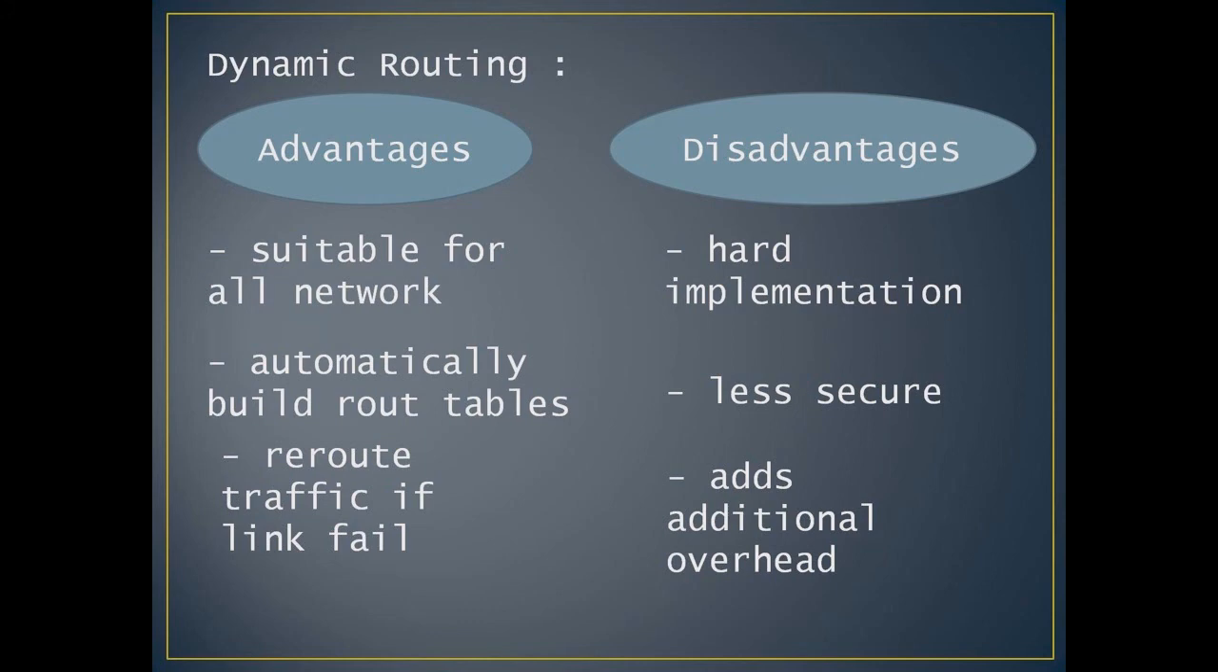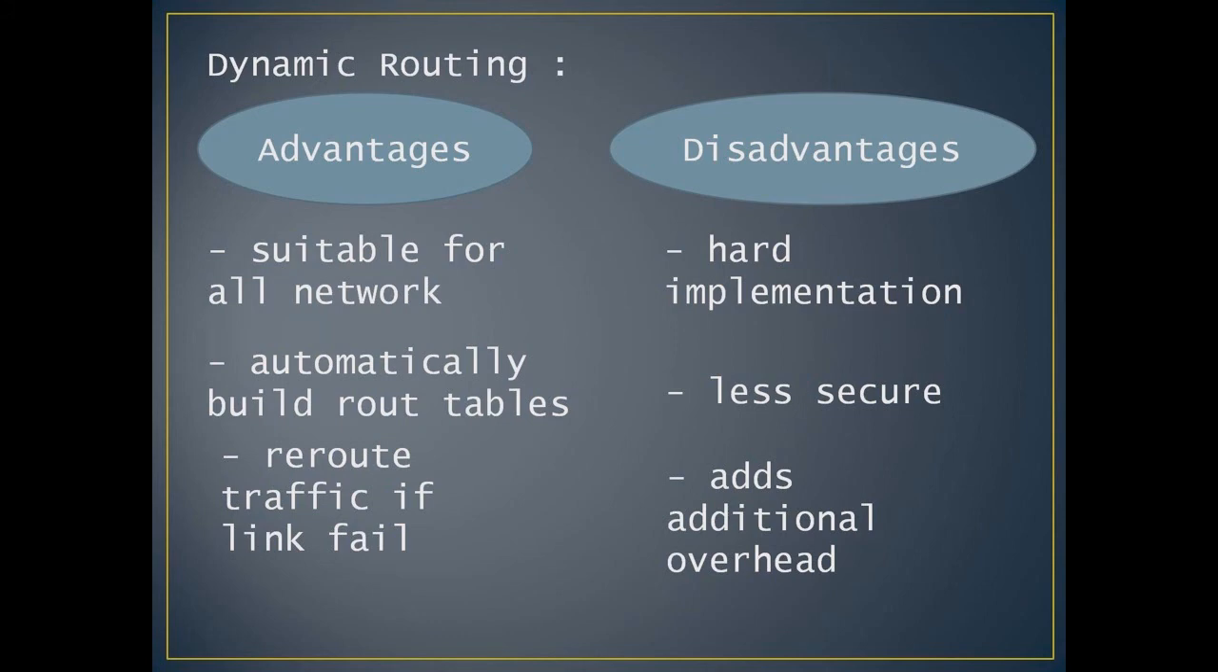Next, automatically build route tables. When a network is added or changed, it will automatically build route tables. Unlike static routing, which won't build any route tables automatically. You have to build them manually. But dynamic routing automatically builds a route table for every network added or changed.